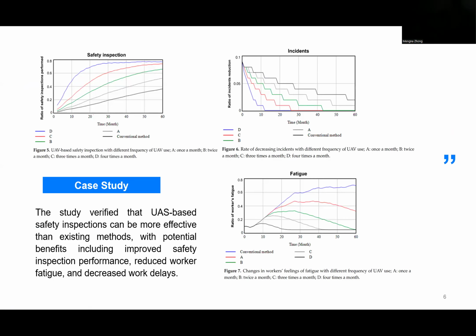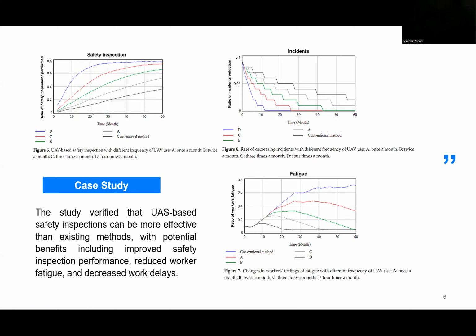Here is a case study shown in the article. The research group built an SD model to simulate the performance of UAS-based safety inspections. The model includes 28 factors influencing safety inspections. We all know that the construction industry has a higher rate of incidents and fatalities. So that is why the group did this research, and they think safety management and accident prevention are very important.